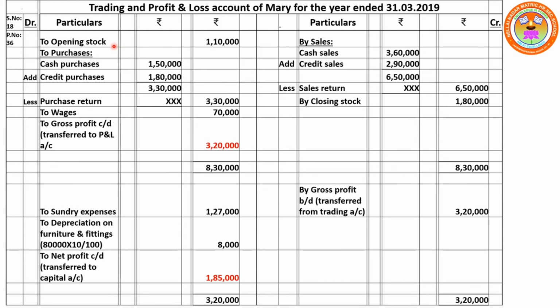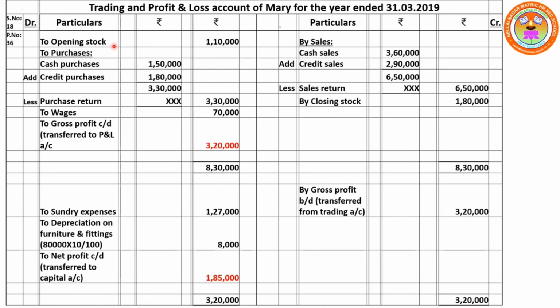Use the formula: cash purchases plus credit purchases minus purchase return. Cash purchases, look at the cash book in the question. Credit side, by purchases. That amount denotes cash purchases. Bring it here. Then add credit purchases 1,80,000. Purchase return is not given. So bring the amount to the outer column, 3,30,000. Then direct expenses, wages, it is given under the cash book in the question. So to wages 70,000.